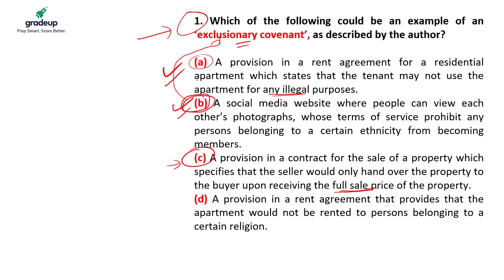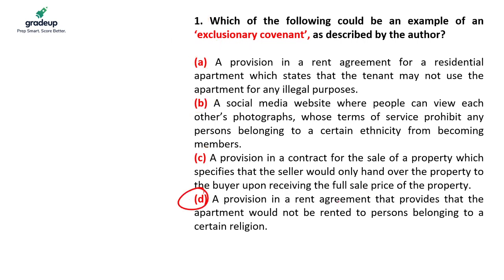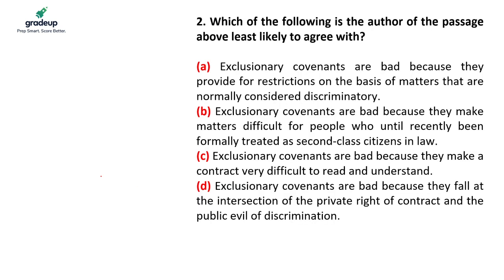So we have eliminated three. The fourth must be the answer. Let's read the fourth also. Okay, the answer is D. A provision in a rent agreement that provides the apartment would not be rented to persons belonging to a certain religion. Now this is an exclusionary covenant. Come to the next one.